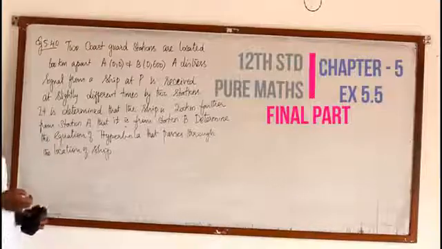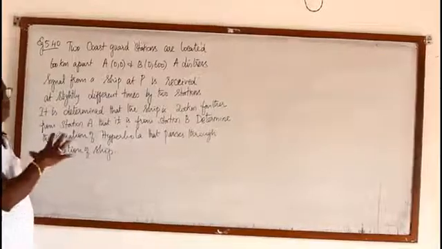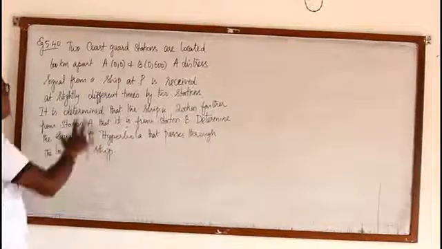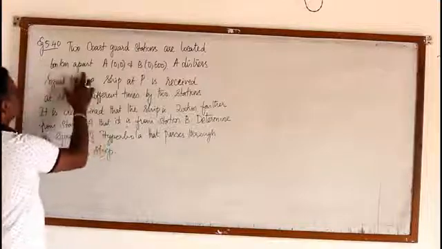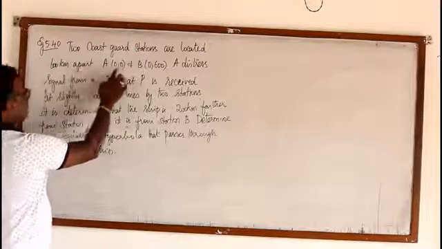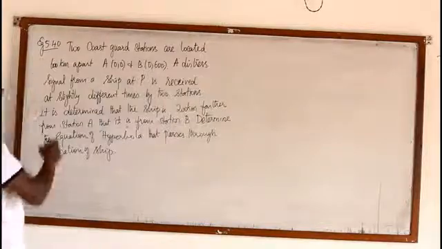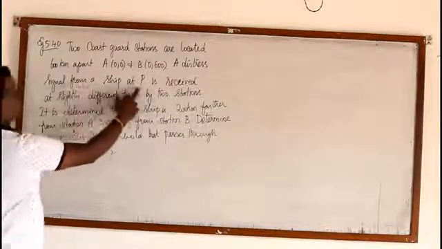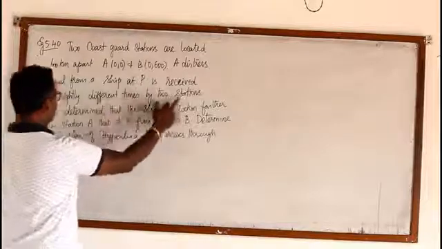Now we shall do the problems only on hyperbola. That means we shall do problems which are based on the hyperbola curves. Two coast guard stations are located 600 km apart: A at (0, 0) and B at (0, 600). A distress signal from a ship at P is received at slightly different times by the two stations.